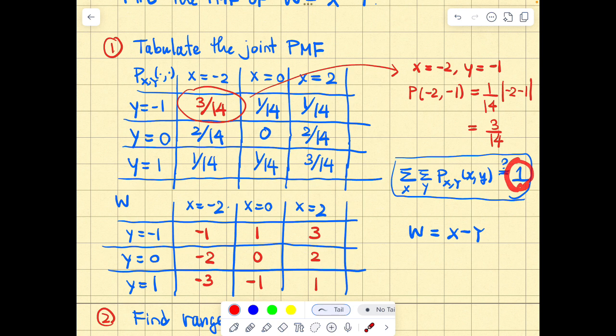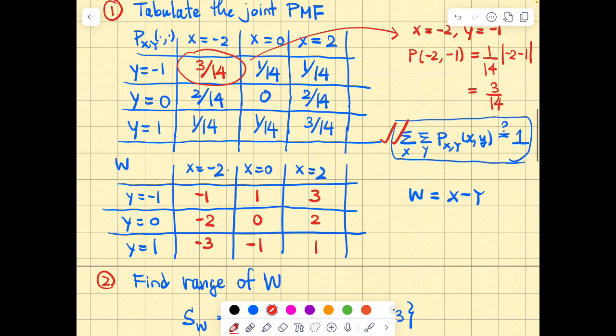The total probability is 100%, or 1, right? So if you sum this, 3, 1, 1, 2, 2, 1, 1, 3, that's 14 over 14. So it's equal to 1, right? So this is checked. Okay, now let's think about W.